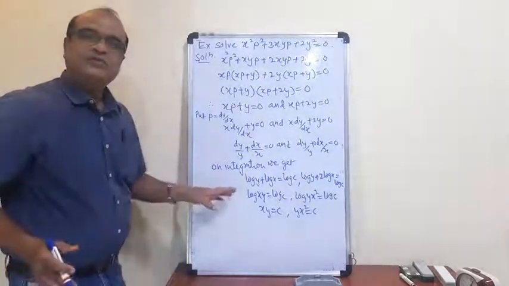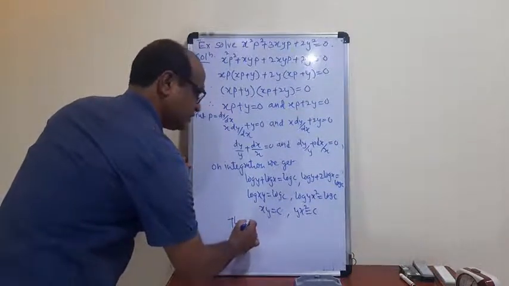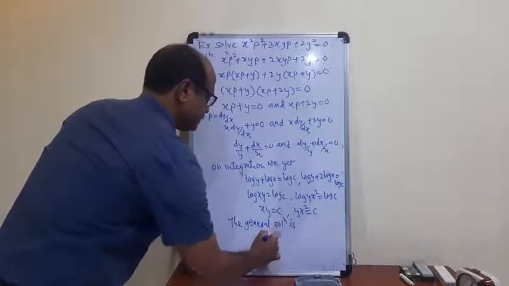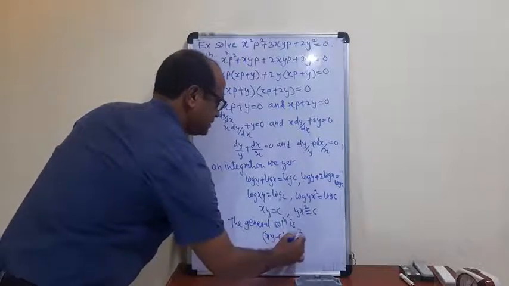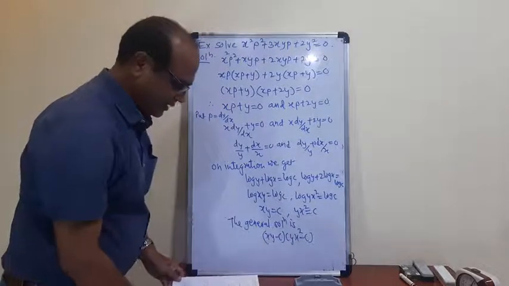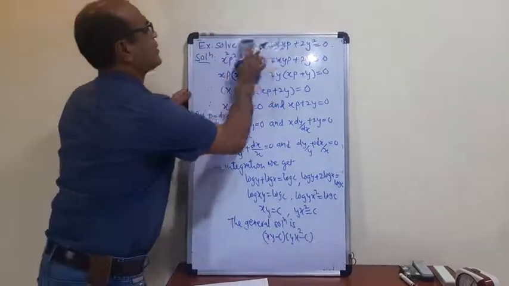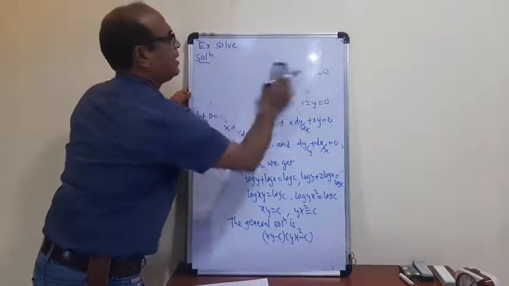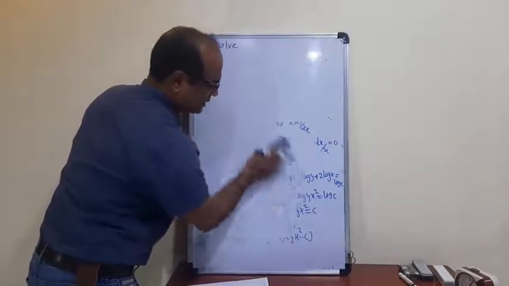So after combining these two solutions, the general solution is xy minus c into yx square minus c. So this is the solution of this differential equation here. So we take another example. Solve examples of different types here. Take the next example.